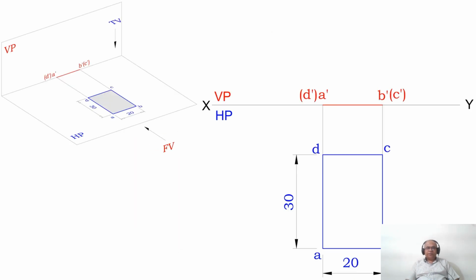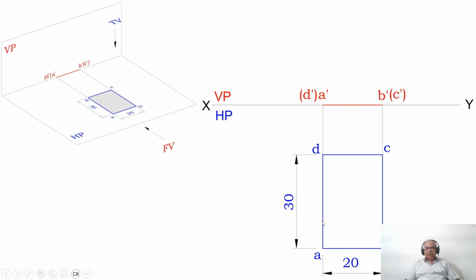Now how to draw this in the orthographic view? First we need to draw the XY line and mark VP and HP. Then in HP, you measure a distance of 20 mm, and from there you measure 30 mm. Then again from this point you measure 20 and from here you measure 30. That means you have a rectangle ABCD. You mark them as A, B, C, D. So this is the top view position that I have drawn.